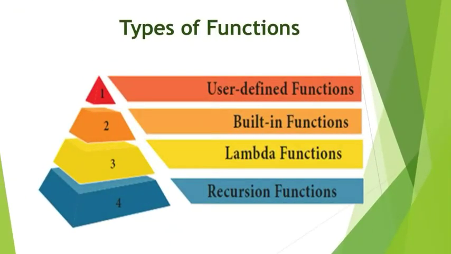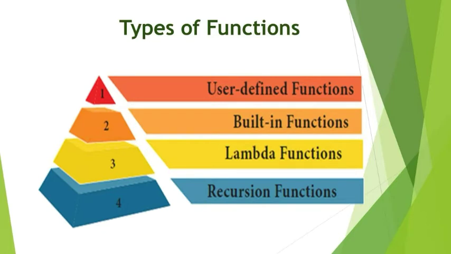Now let us see the types of functions. The functions are divided into 4 types. What are they? User-defined functions, built-in functions, lambda functions, recursion functions. What do you mean by user-defined function? A function that you define yourself in a program is known as a user-defined function. You can give any name to a user-defined function, but you cannot use Python keywords as a function name.